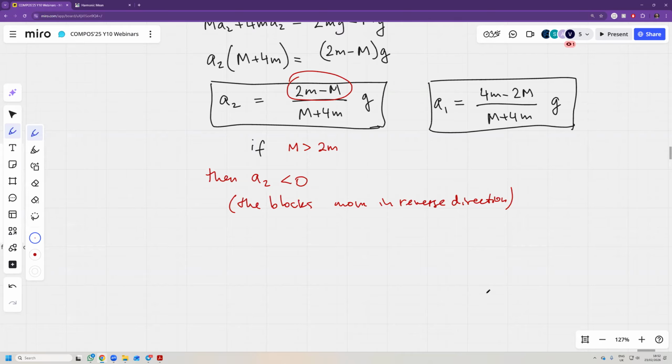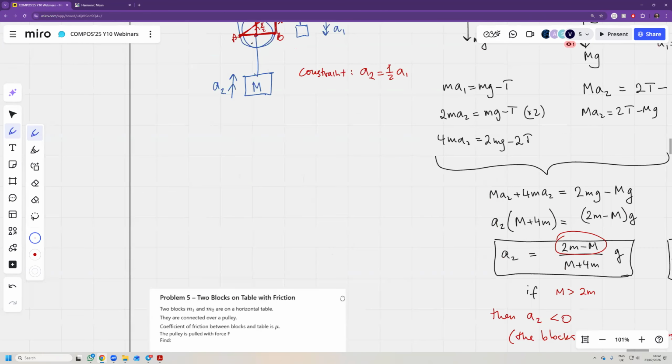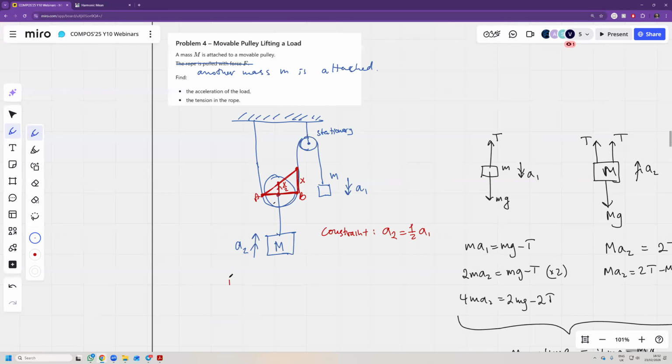Well, if the big block is more than double the mass, so if m is more than 2m, the big block moves down. And if m is less than 2m, so m moves up. And if m equals m, then it's equilibrium.